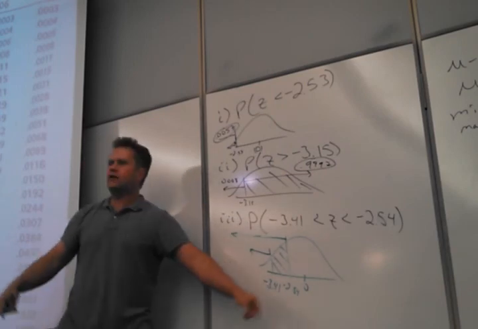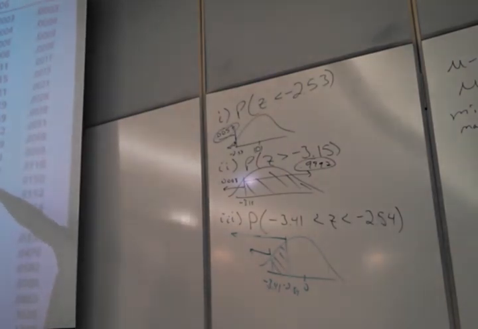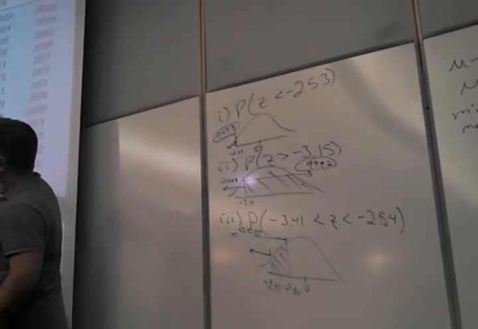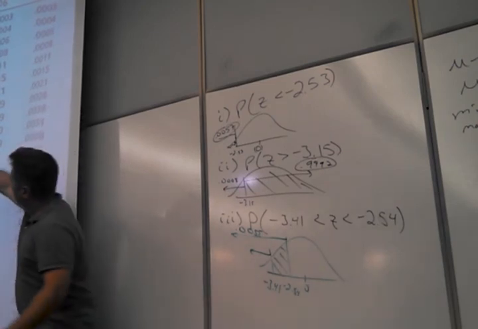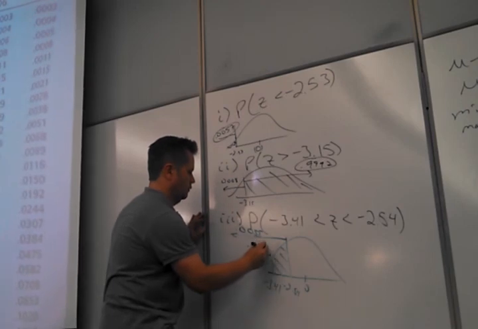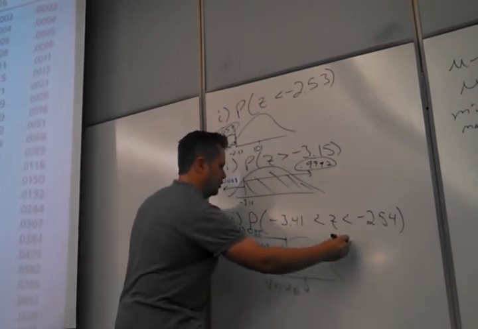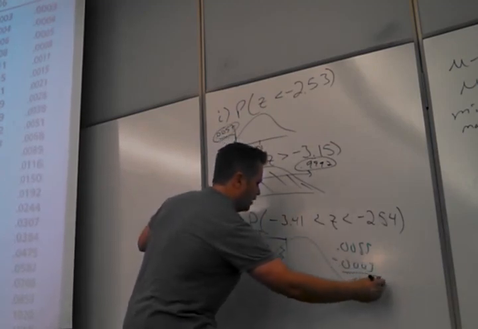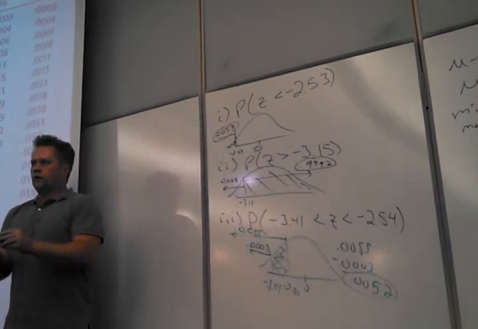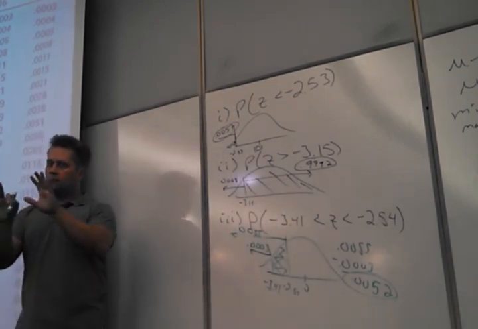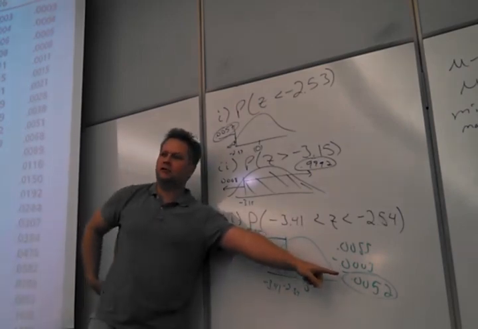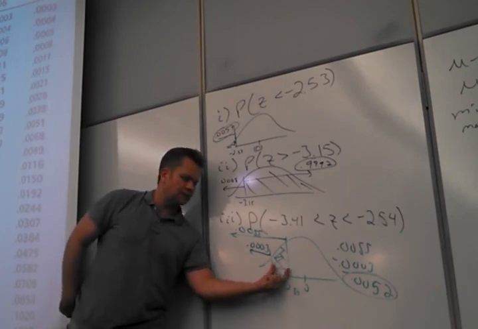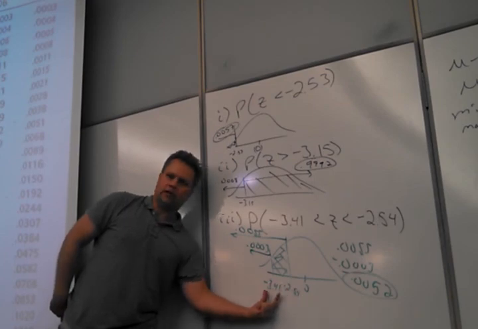So when you look at negative 2.54, what area do you get? 0.0055. Cool. So that's 0.0055. What about negative 3.41? 0.0003. Yep. So then this area would be 0.0055 minus 0.0003, so 0.0052. Again, that means there is a 0.5% chance, roughly, that somebody would be in here. If this was heights, there's a 0.5% chance that somebody would be that short, in between those two.